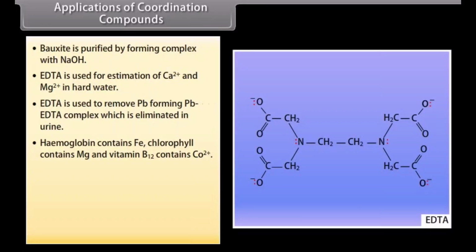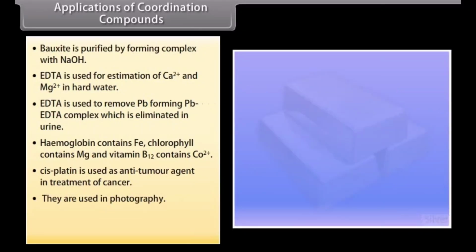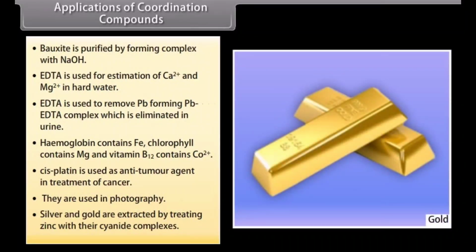Hemoglobin contains Fe, chlorophyll contains Mg, and vitamin B12 contains Co2+. Cisplatin is used as an anti-tumor agent in the treatment of cancer. They are used in photography. Silver and gold are extracted by treating their cyanide complexes with zinc.